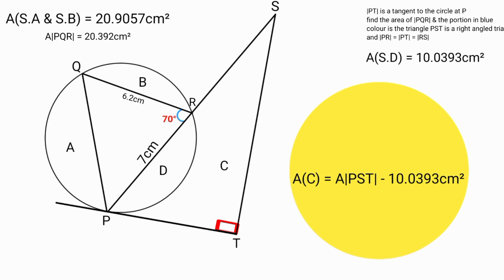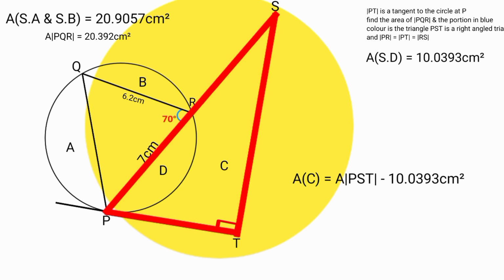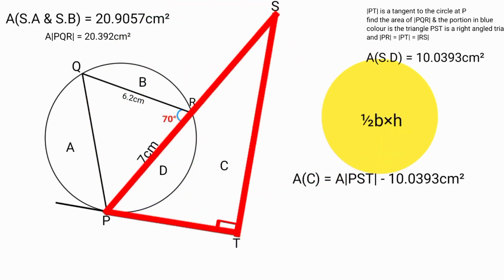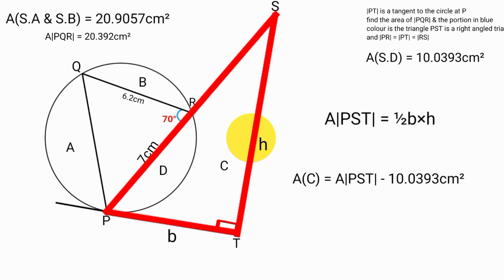But what is the area of triangle PST? The formula for finding the area of a triangle is half base times height. So what are the base and the height of triangle PST? We don't know. But recall that in a right angle triangle, the base and the height are the sides that are perpendicular to each other. So let's say this is the base and this is the height. So now we can substitute here that base is line PT and height is line ST. So now area of triangle PST equal to 1 over 2 times line PT times line ST.